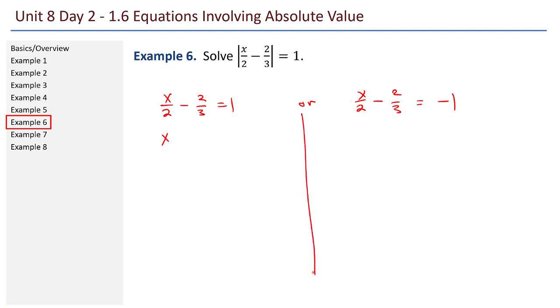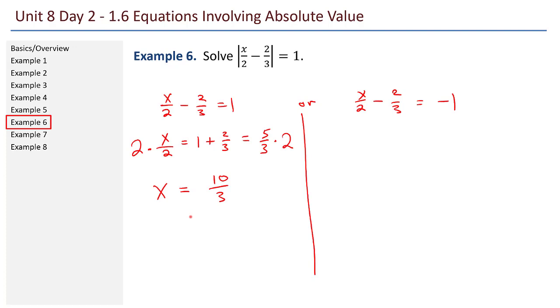So x over 2 equals 1 plus 2/3. Can I simplify that right-hand side? Let's get a common denominator. So 1 is the same as 3/3. So 3/3 plus 2/3 is 5/3. Then if I multiply both sides by 2, it looks like I get x equals 10/3. How about the equation on the right?